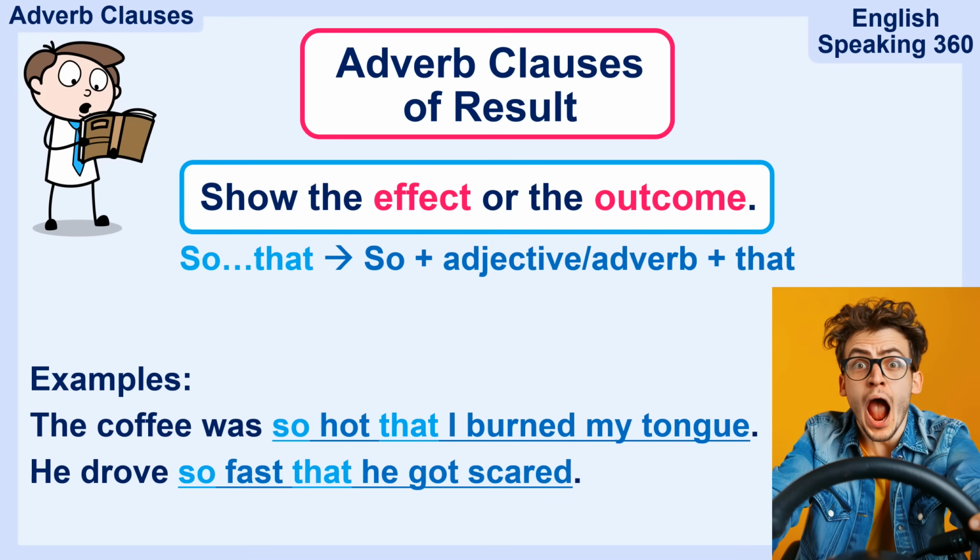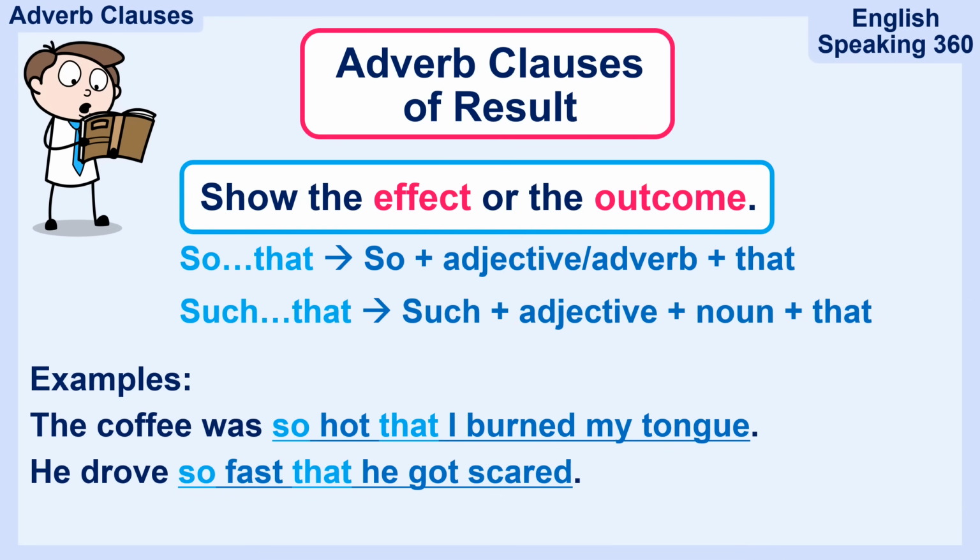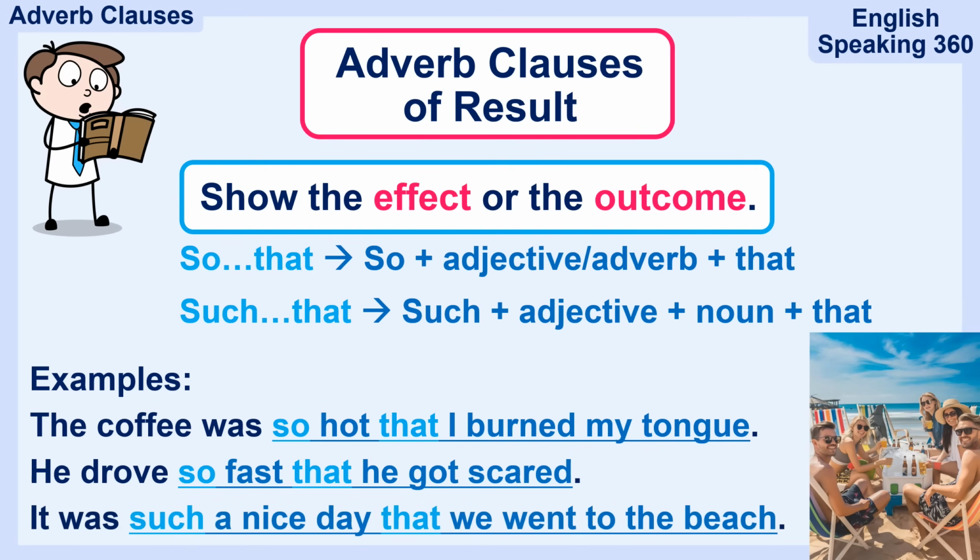But there is one more pattern. You can also say such that, such plus adjective plus noun plus that. For example, It was such a nice day that we went to the beach. It was such a nice, adjective, day, noun, that we went to the beach.